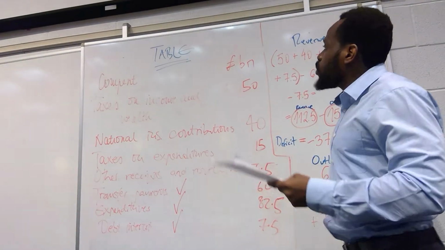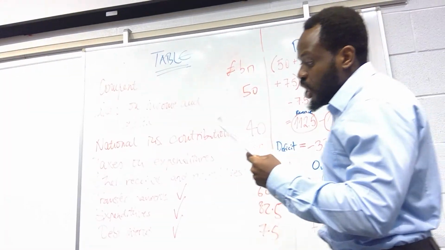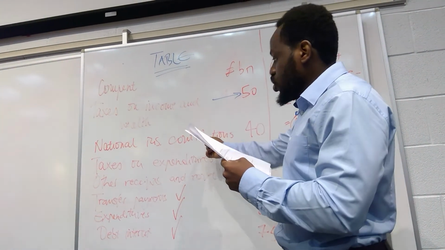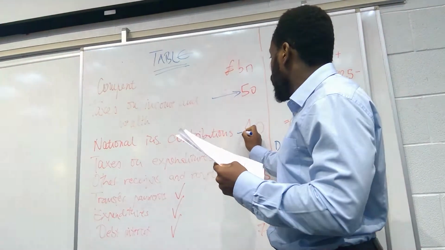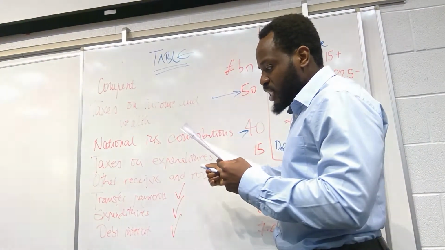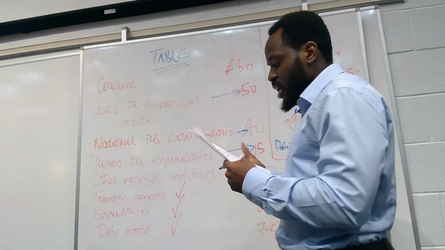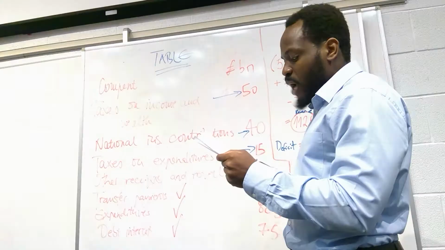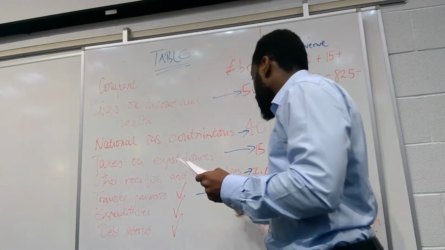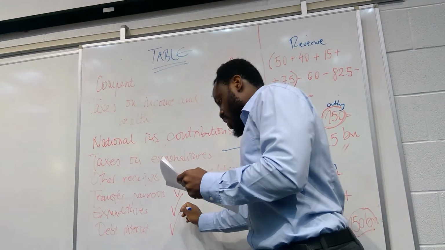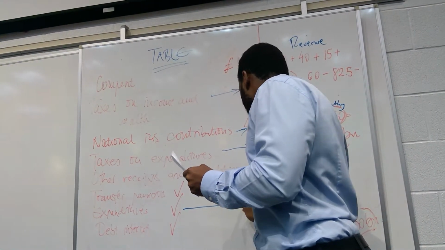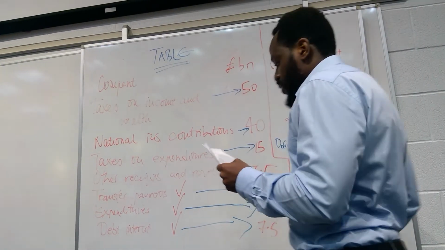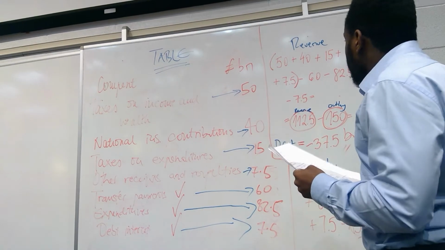So let's look at what we have in terms of our components. These are taxes on income and wealth, 50 billion, national insurance contributions of 40 billion, taxes on expenditure of 15 billion, other receipts and royalties of 7.5 billion, transfer payments of 60 billion, expenditures on goods and services of 82.5 billion, and debt interest of 7.5 billion. So how much of this is revenue?